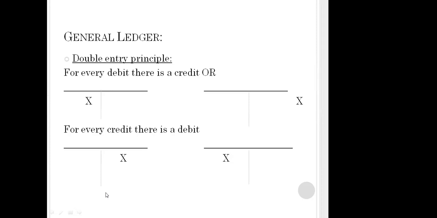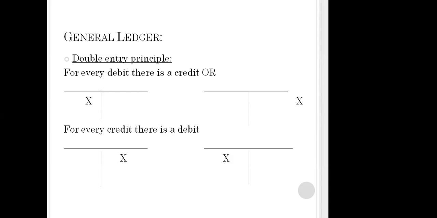Now I've put a different thing here for you guys, and that is again about the two friends that I want to talk about. In accounting, you get the double entry principle. Okay, you're going to hear it a lot now. Now, what does the double entry principle in accounting mean?